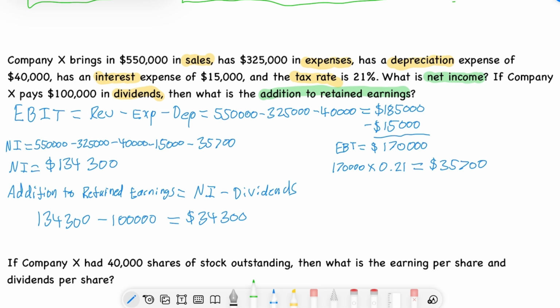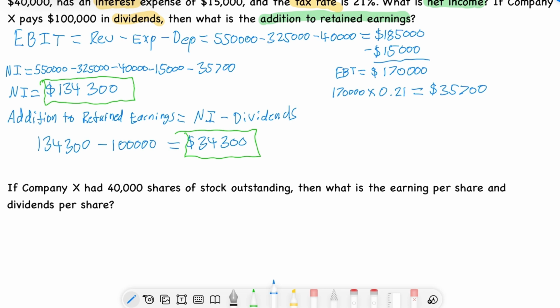And these are our two answers. We have an addition to retained earnings of $34,300 and a net income of $134,300. So what this means is, from our normal business operations, we should make $134,300. Now, we have shareholders that own part of our company, and we pay them dividends as part of their ownership of the company. So after we pay all of our dividends to all of our shareholders, we get to keep $34,300 in retained earnings. We retain it. And that's the solution to this problem.